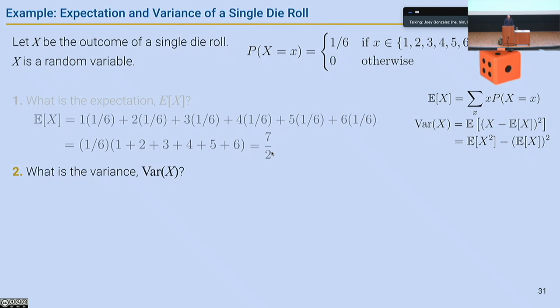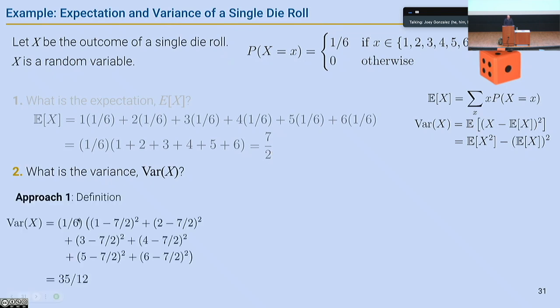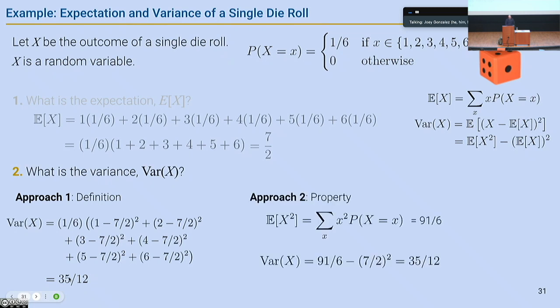So let's do the variance calculation. We can do it both ways. One is to compute the expectation: it's going to be 1/6 times each of the possible values for the difference between x, where x goes from 1 to 6, and its expectation squared. So 1 minus 7 over 2 squared, 2 minus 7 over 2 squared. This would get tedious on an exam, right? So we could do it this way, and we get 35 over 12. Or we can use a computational method, right?